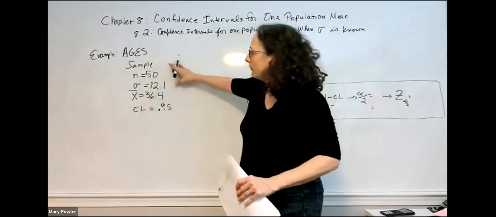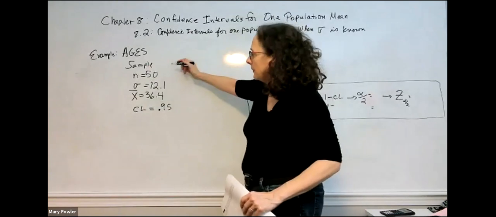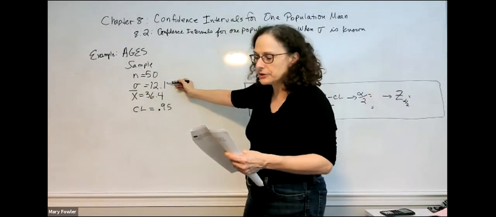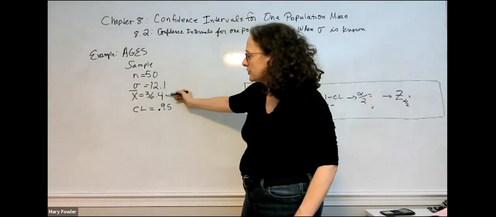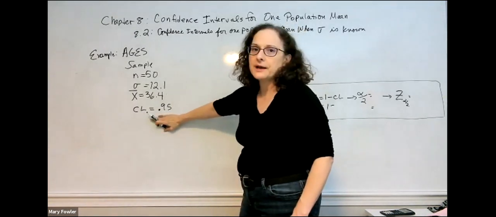Okay, so I already pulled out the important information from the problem. We have a sample size of 50. We know that the population standard deviation is 12.1 years, and the sample mean of their ages is 36.4 years. And we're asked for the 95% confidence level.